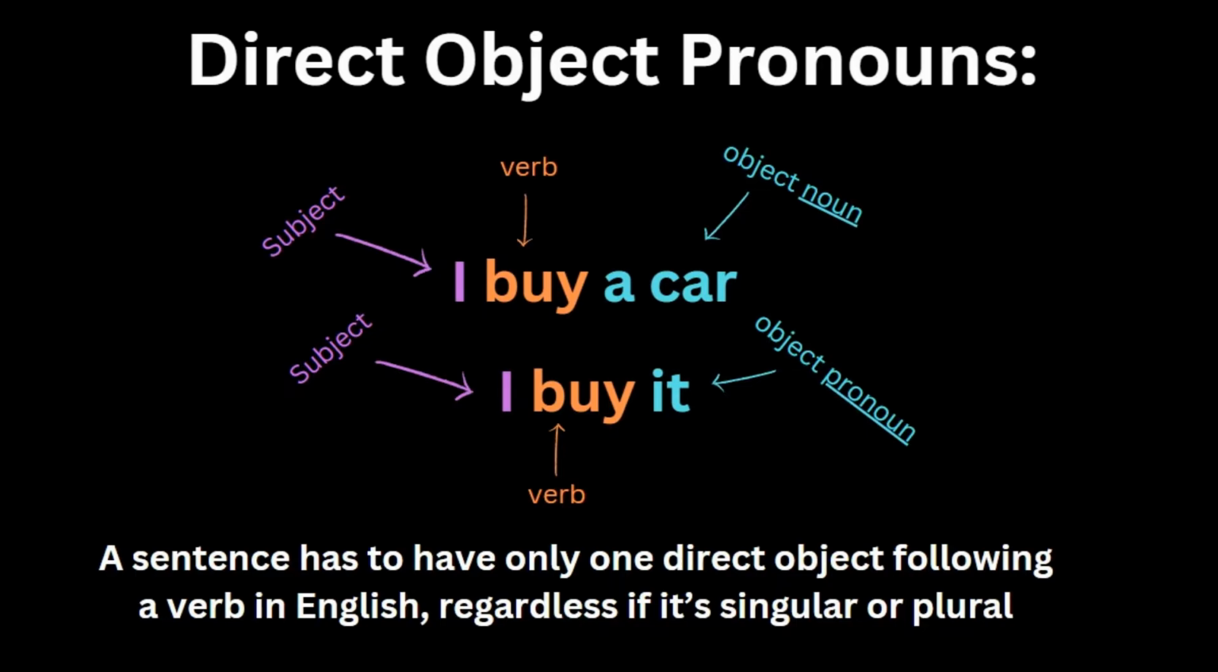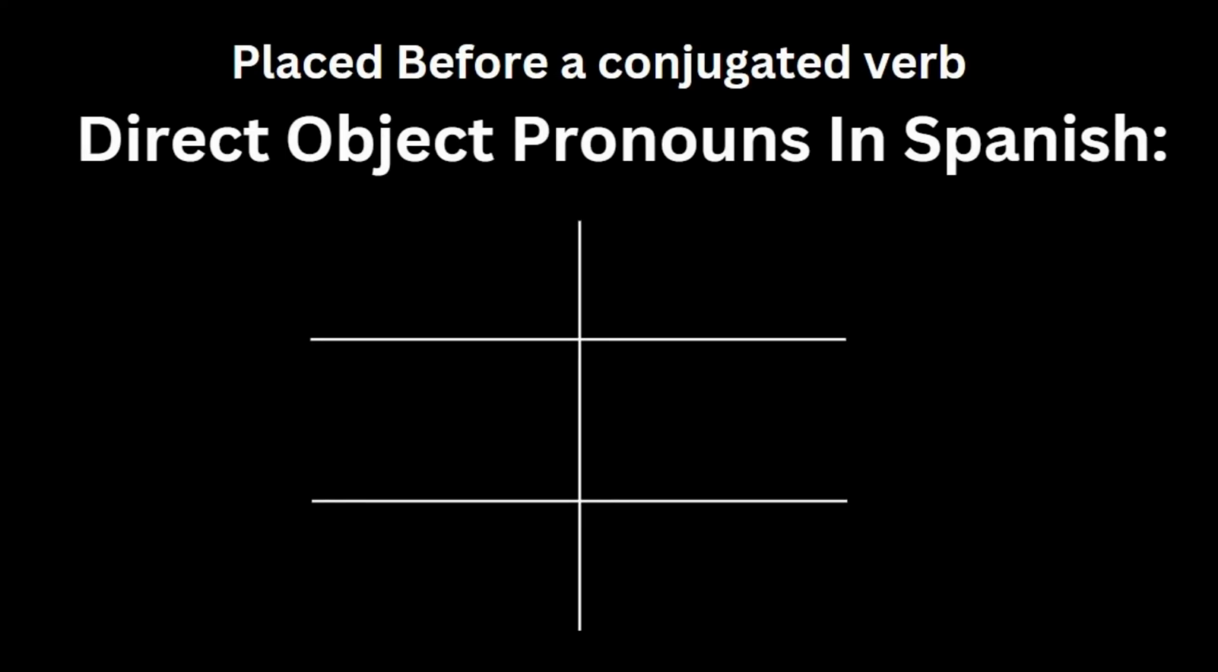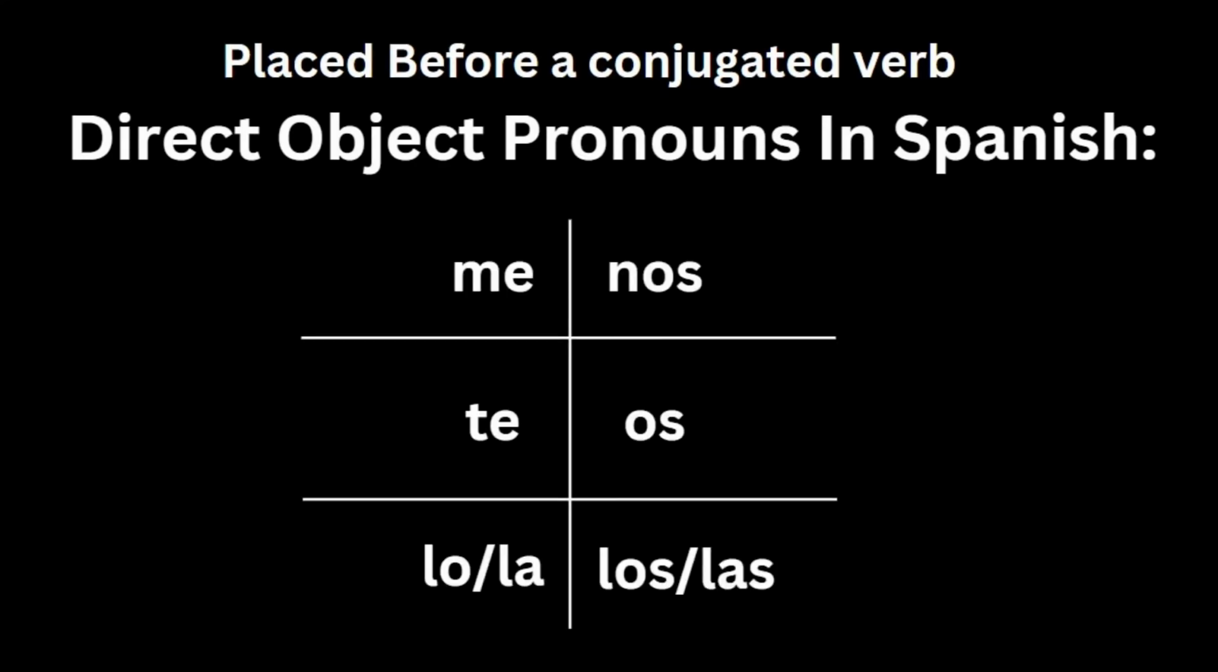And these direct object pronouns look like this in English: me, you, him, her, it, us, all of you, and them. In Spanish, direct object pronouns work the same exact way with a bit more variety, and they all share one rule that has to be applied most of the time, and that is direct object pronouns in Spanish have to come before a verb rather than after a verb. In Spanish, direct object pronouns look like this: me, te, lo or la, nos, os, and los or las.